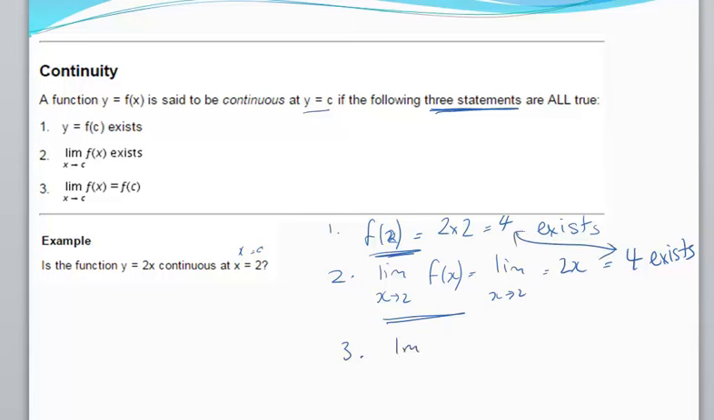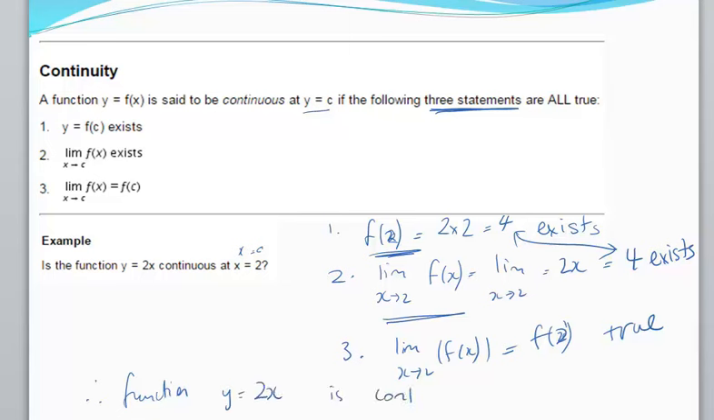So the limit as x approaches 2 of our function of x is equal to our function at 2. So this is true. They're both equal to 4. So we say, therefore, the function y equals 2x is continuous at the point x equals 2.